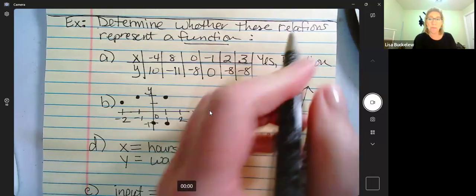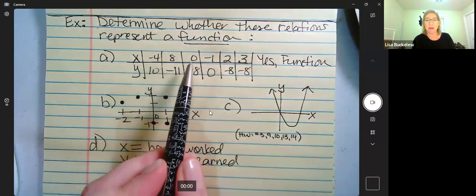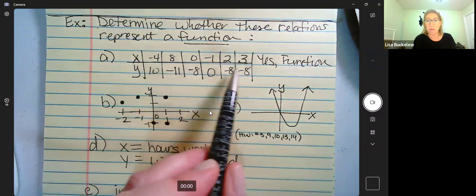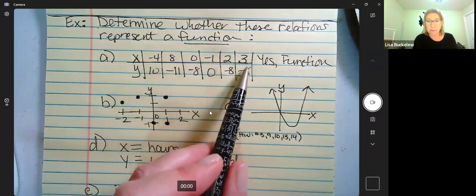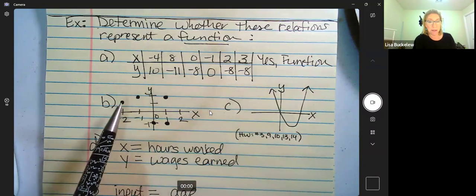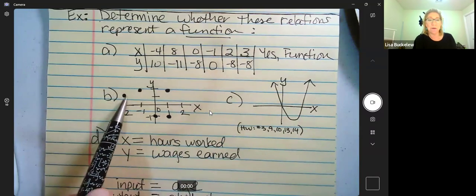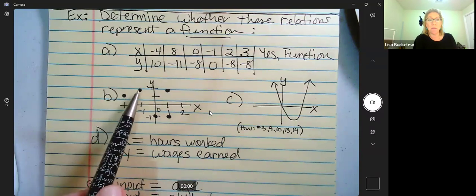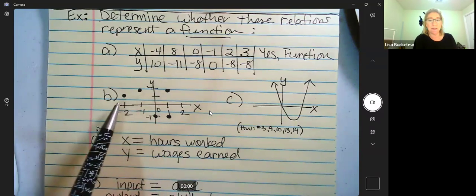And if you had a list of ordered pairs, again, you would just be checking the X values for the list of ordered pairs to make sure they were all different. If you see any repeated X values, then it's not a function. All right, so let's look at the graph here where we have pictures and we have to kind of identify what the X value would be for each of these points.